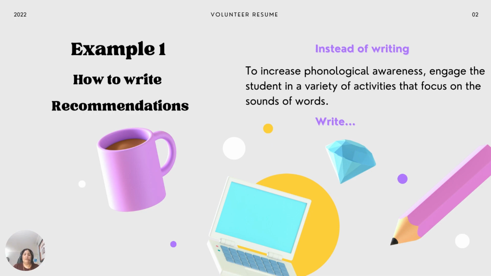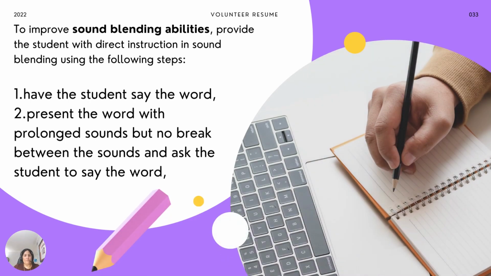be specific. So I'm going to present the following example that says, to increase phonological awareness, engage the student in a variety of activities that focus on the sounds of words. Instead of writing this, we should write, to improve sound blending abilities, provide the student with direct instruction in sound blending using the following steps.